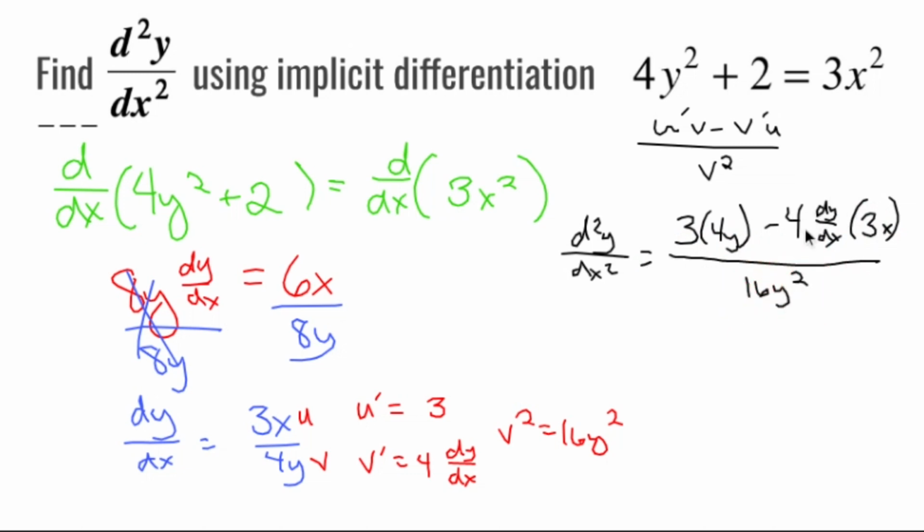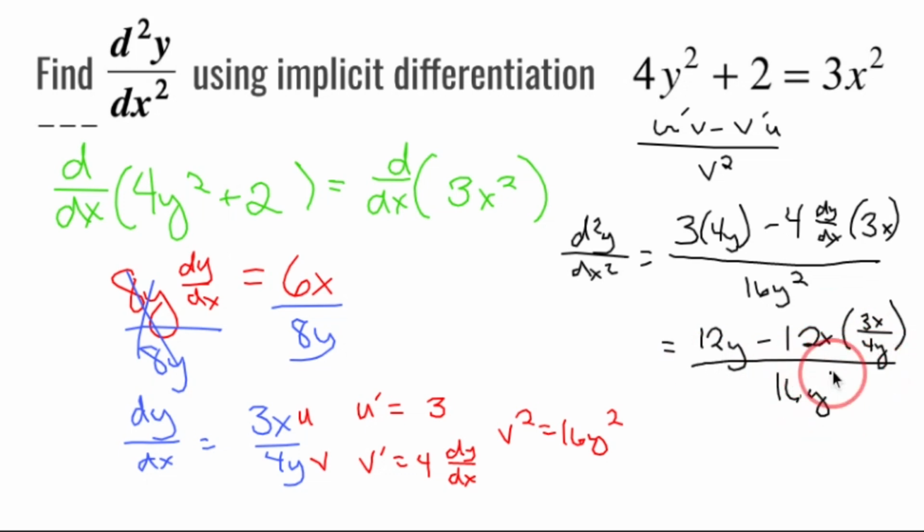Now I know something. Okay, let's start simplifying things. 3 times 4y is 12y, no big deal. Minus 12x, but dy/dx, I already know what that is. dy/dx, right here, is 3x over 4y. So I'm going to turn that into 3x over 4y. And that's all going to be over 16y squared.